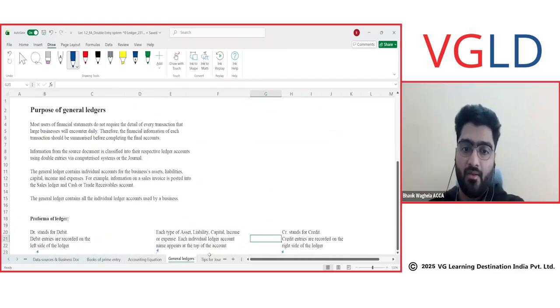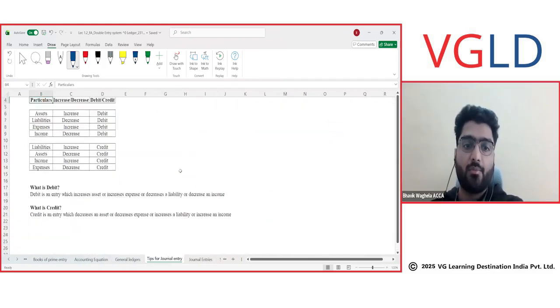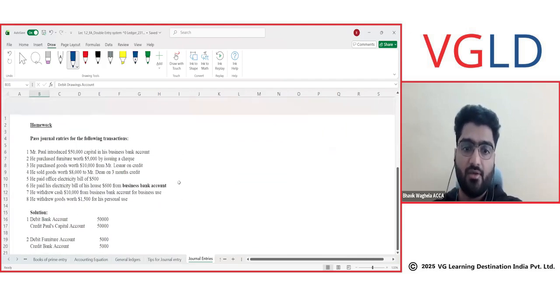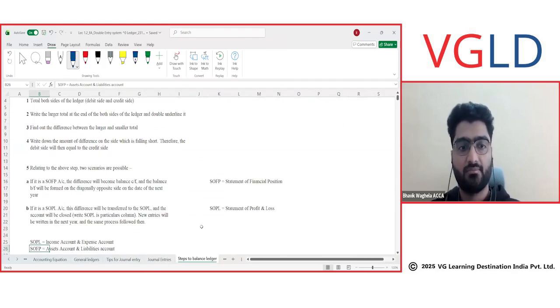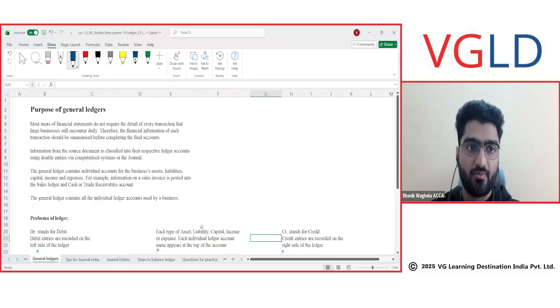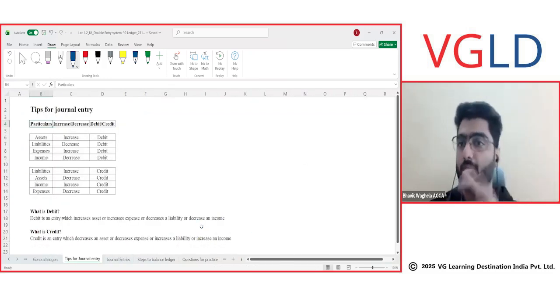Okay. So next lecture, we continue from here. Tips for journal entries. We then record some journal entries and then we proceed ahead. Okay, everyone. So we are winding up the lecture here for today. Next lecture, we continue from here.